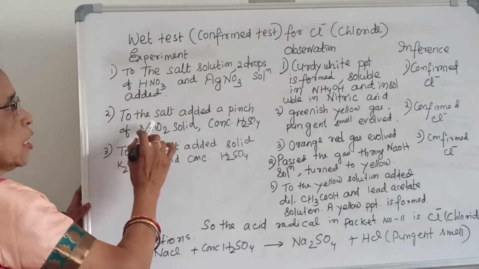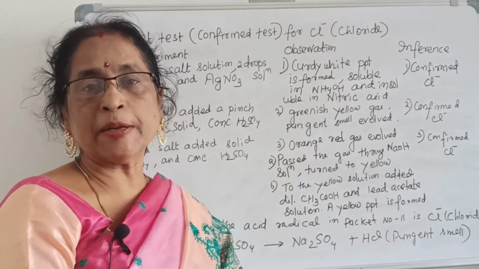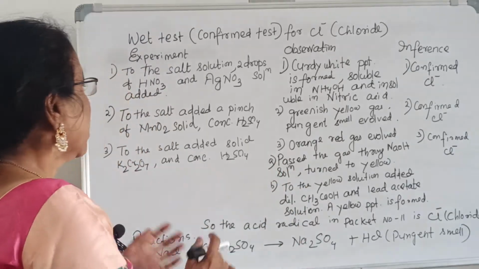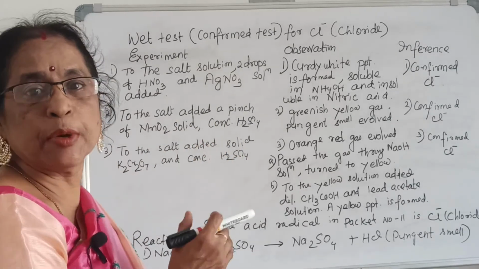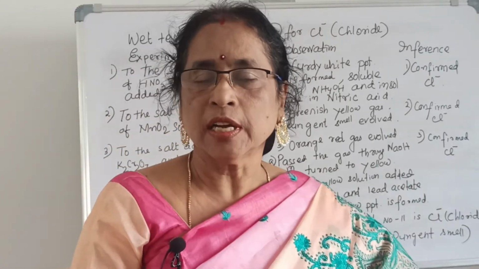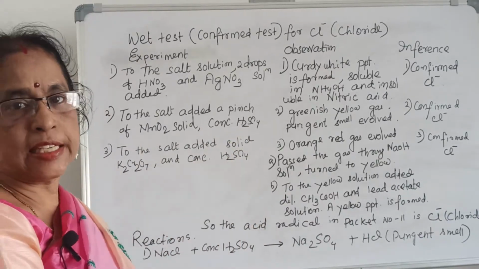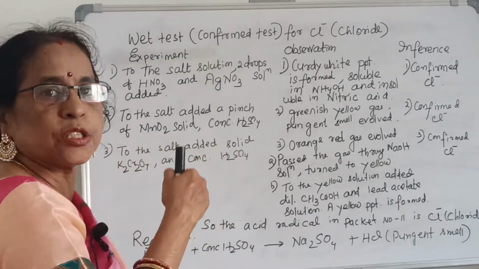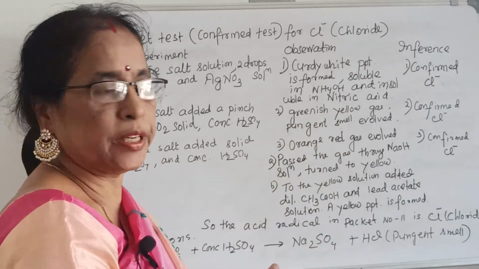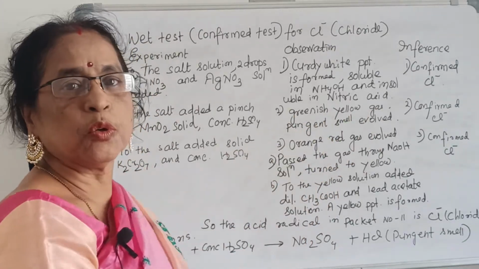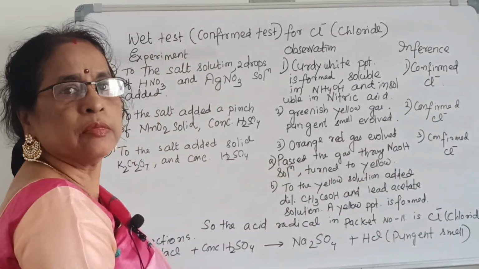Then come to the salt solution, add a pinch of, this is not actually a wet test, but it is a very important confirmed test. That is why it is added here. To the salt is added solid MnO2. MnO2 is black in color. It is a solid one. When it is added and concentrated sulfuric acid is added, I have done this one. I have added concentrated sulfuric acid, then it gives a greenish colored gas, that is chlorine. A greenish colored gas is obtained, which has a pungent smell, that is chlorine. Chlorine gas, so it is confirmed chloride.